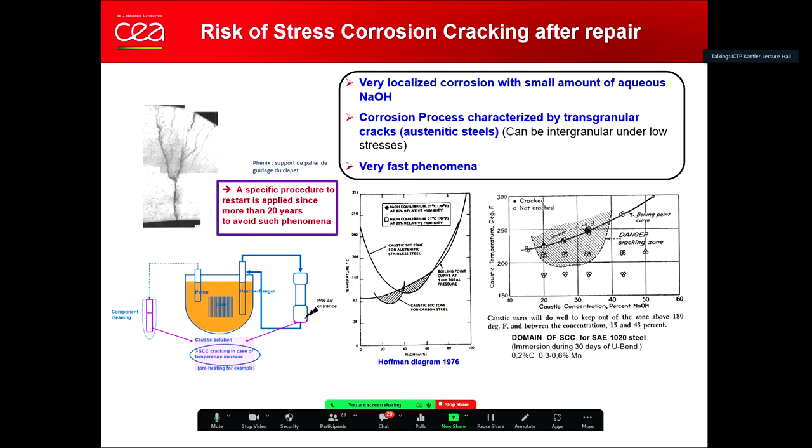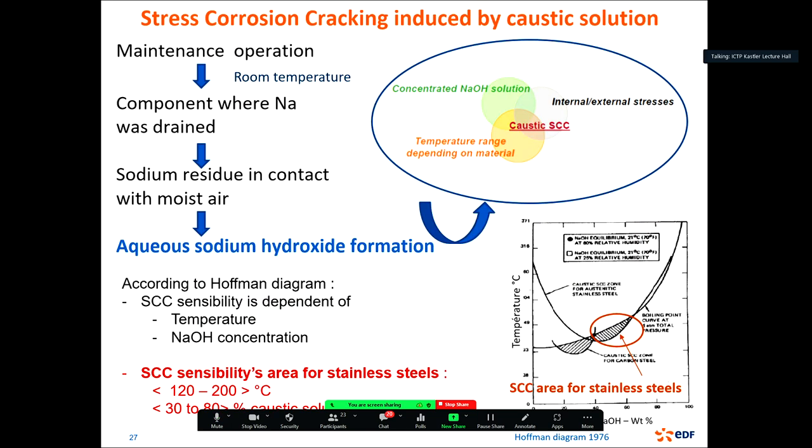Risk of corrosion cracking after repair. Stress corrosion cracking is a very localized corrosion with small amounts of aqueous soda. We have a corrosion process characterized by transgranular cracks in austenitic steels. We have what we call the Hoffman diagram. Here on the right side, you have always the same Hoffman diagram. Here you have the stress corrosion cracking area for stainless steel. You have to notice that this phenomenon occurs at relatively low temperature, up to, let's say, 200 degrees Celsius.